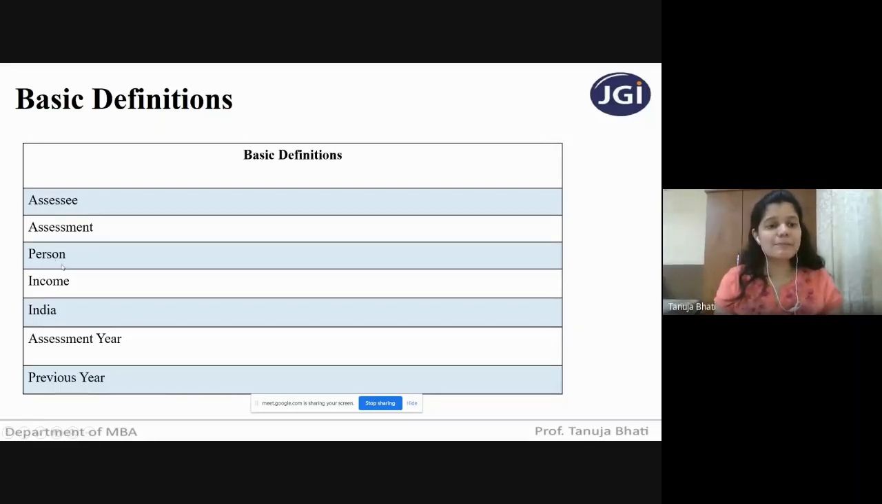Is this clear? Next, person. Now, who is a person under income tax? There are totally 7 categories that fall under persons under income tax, and they are individual, HUF, company, AOP or BOI, artificial juridical person, local authority, and a firm. So all these fall under the definition of a person.